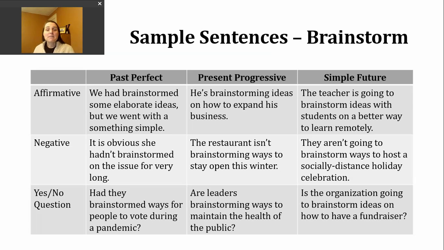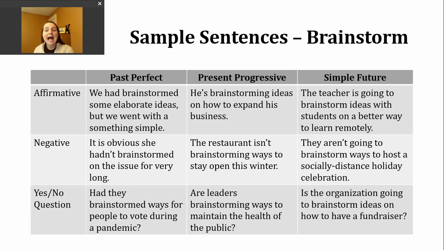If I want to make a yes or no question in the present progressive, I will start with my form of be, again, am, is, or are. Then I'll have my subject, then that ing form of the verb. Are leaders brainstorming ways to maintain the health of the public?